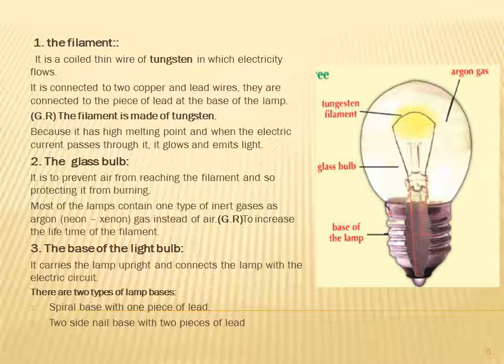Why do I have to prevent air from reaching the filament? Because air contains oxygen, and if this oxygen, which helps in burning, reaches my filament, it will burn it. So this glass bulb is very important because it prevents air from reaching the filament. Here inside, around the filament, I have argon gas, an inert or inactive gas.